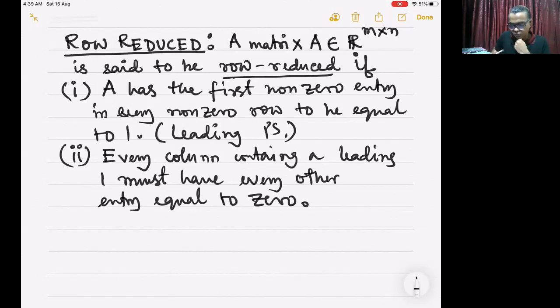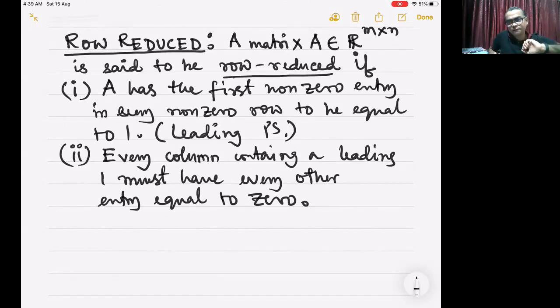right? So a matrix A of size m cross n is said to be row reduced if A has the first non-zero entry in every non-zero row to be equal to 1. These will be called leading ones. And every column that contains a leading one must have every other entry to be equal to 0. If these two properties are satisfied by a matrix, then the matrix is said to be a row reduced matrix. We can see an example of a row reduced matrix.